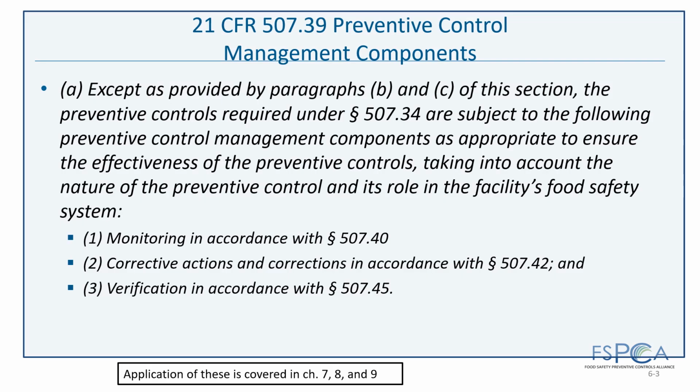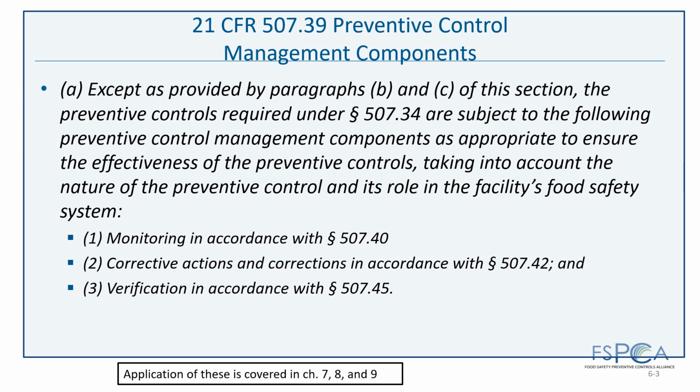So here's the actual regulation on the management components. This is 507.39. And here Part A tells us, except as provided by paragraphs B and C of this section, the preventive controls required under 507.34 are subject to the following preventive control management components as appropriate to ensure the effectiveness of the preventive controls, taking into account the nature of the preventive control and its role in the facility's food safety system: monitoring, corrective actions and corrections, and verification.